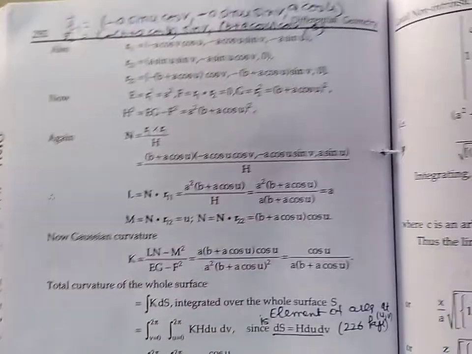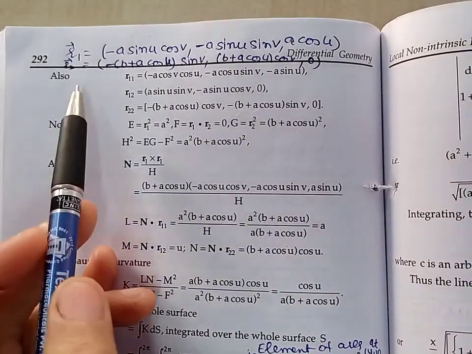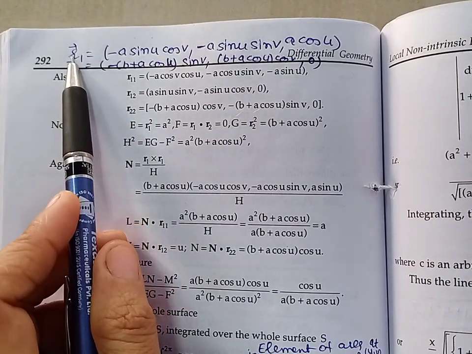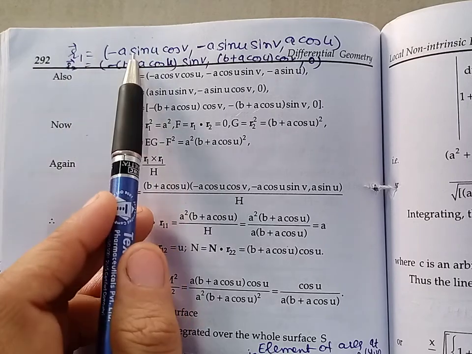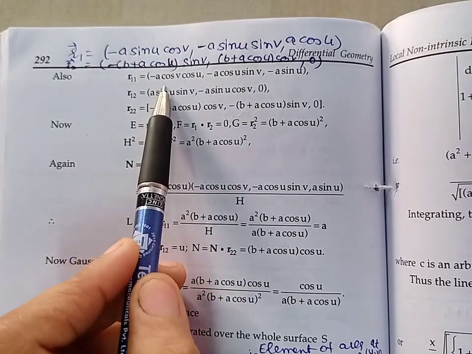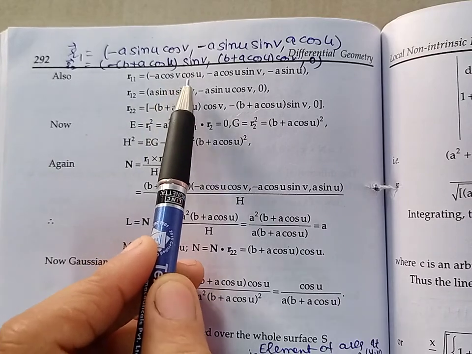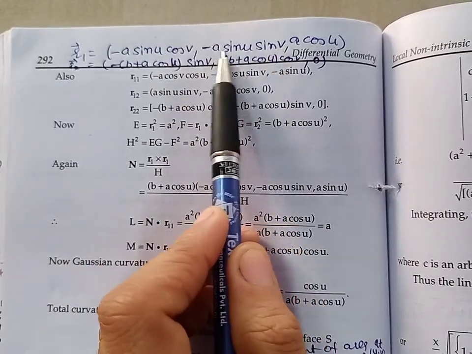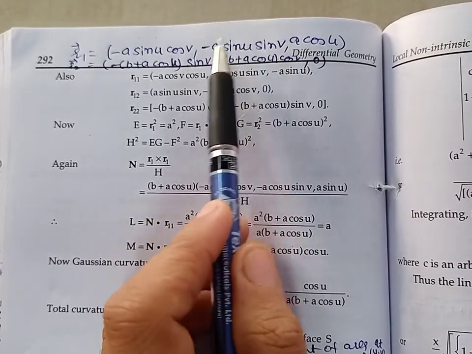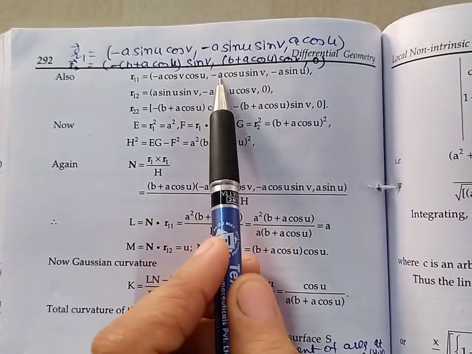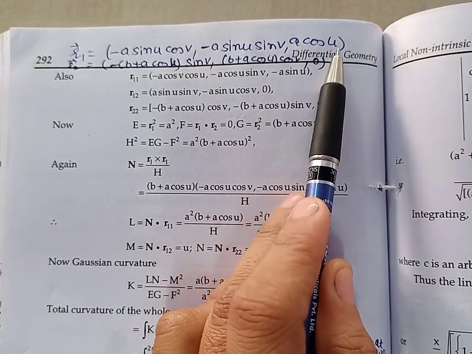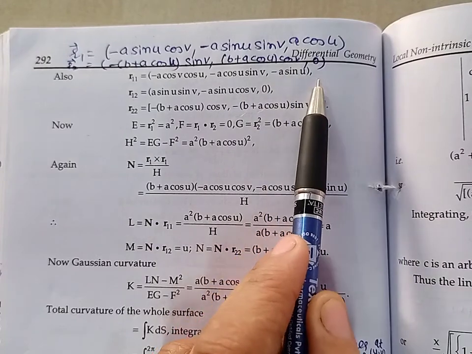Now you can find the second order partial derivatives, r11. Differentiating r1 with respect to u partially, the derivative of sin u will be cos u, so this term will become minus a cos v cos u. The derivative of this term with respect to u, the derivative of sin u will be cos u, so this term will become minus a cos u sin v. The derivative of a cos u is minus a sin u.